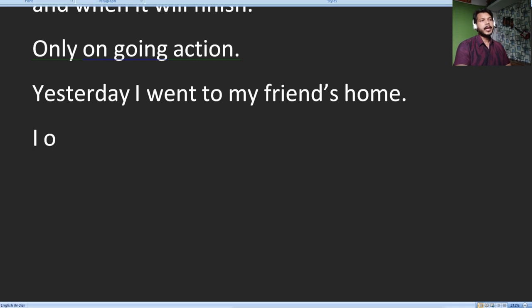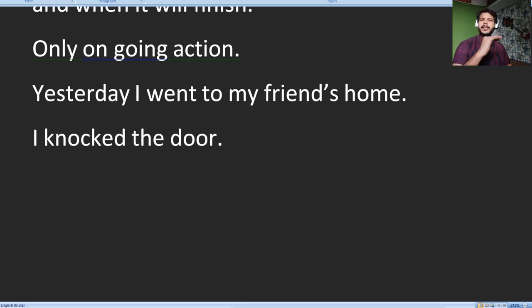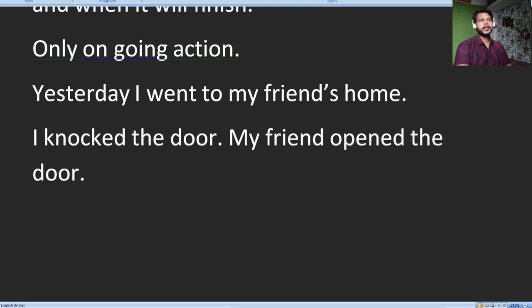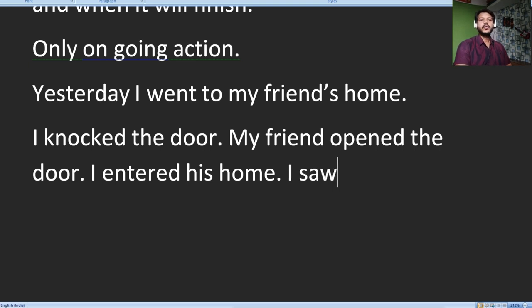If I say I knocked the door. Okay. This action was done by me. My friend opened the door. This action was done by my friend. Okay. I entered his home, or his room. Okay, I entered his home. Action was done by me. Okay. I saw. This action was done by me.